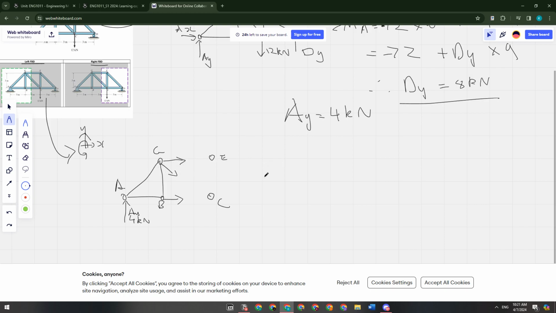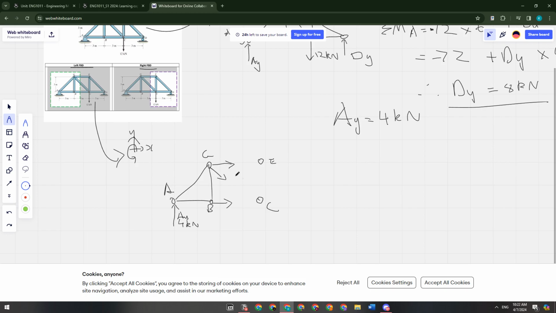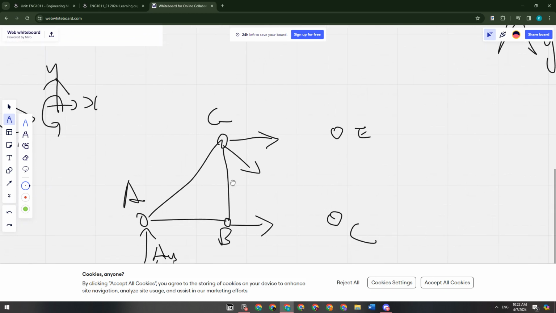What I mean by you have to calculate the moments is you need to look at which point has 2 unknowns. G has 2 unknowns, number 1 and number 2. You don't know what they are. This is FGE and this is FGC. You have 2 unknowns here. But also, you have 2 unknowns at C as well, because you got this one and you got this one.